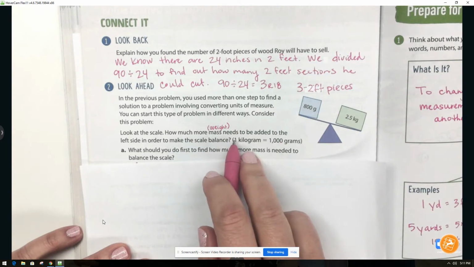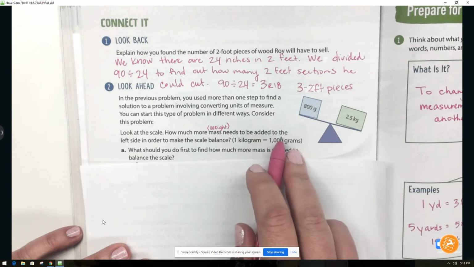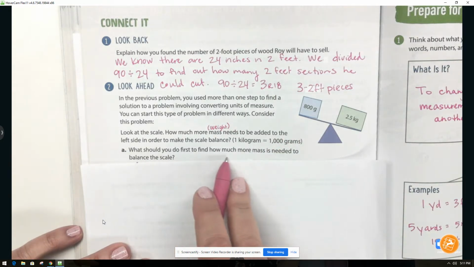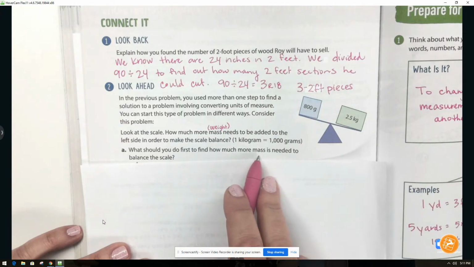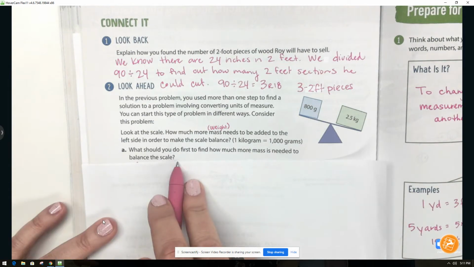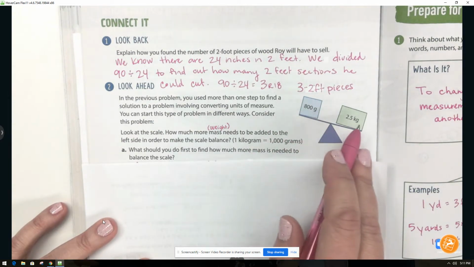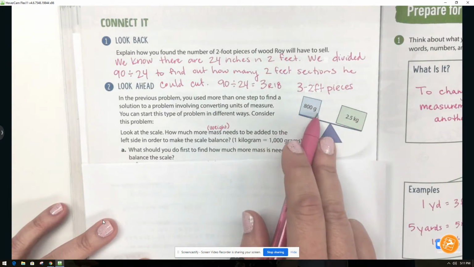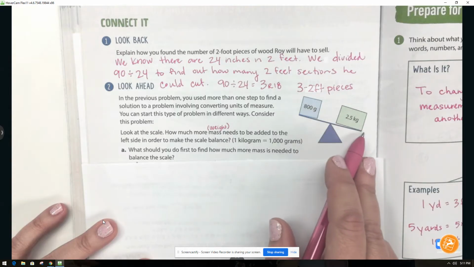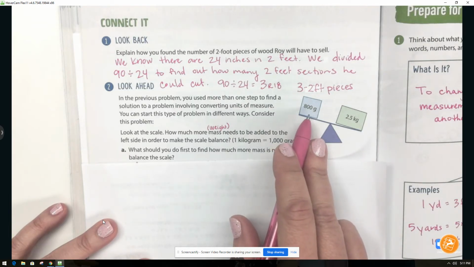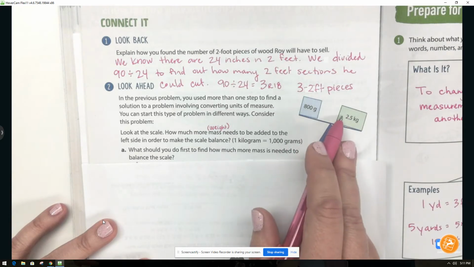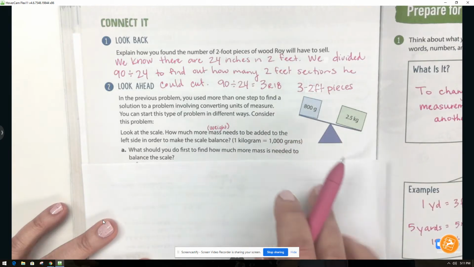Now we know that 1 kilogram is equal to 1,000 grams. So if we want to balance this scale, what should we do first? To find out how much more mass or how much more weight is needed to balance the scale. So what do we need to do if we have 800 grams here and 2.5 kilograms here? What do we need to do to this number here or to this number here? What do we need to do to balance the scale first?